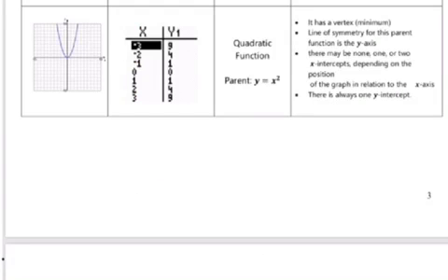The next graph is going to be a quadratic, which we have already graphed before. Remember, a quadratic will always be a U shape when you're graphing it.